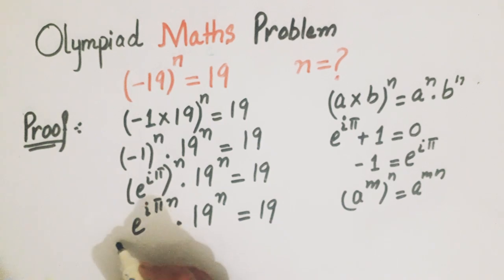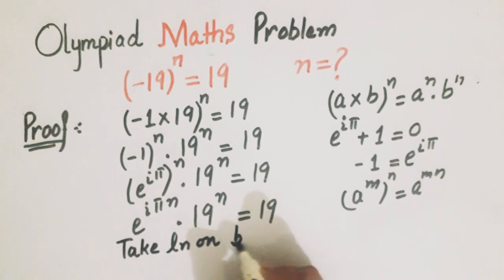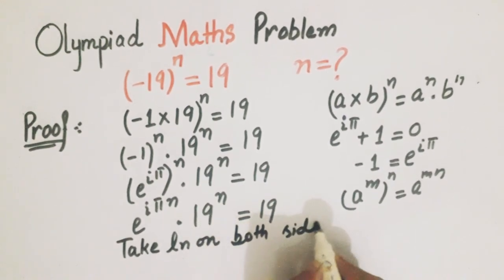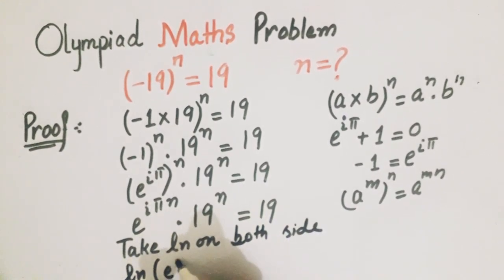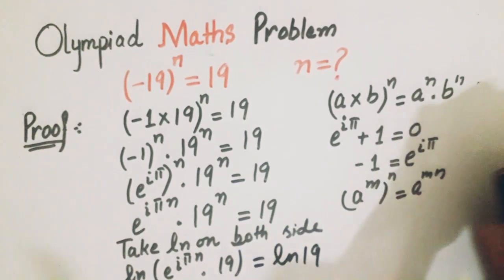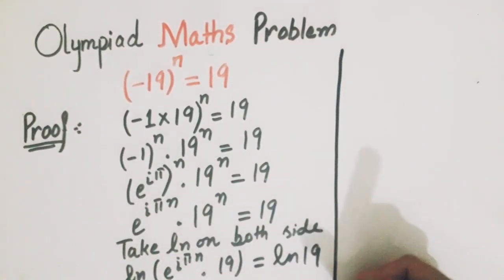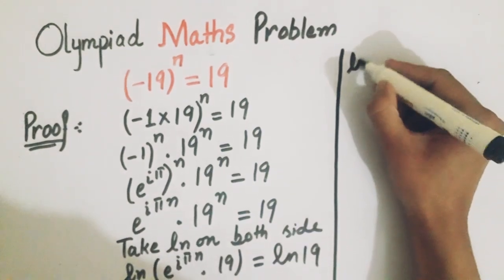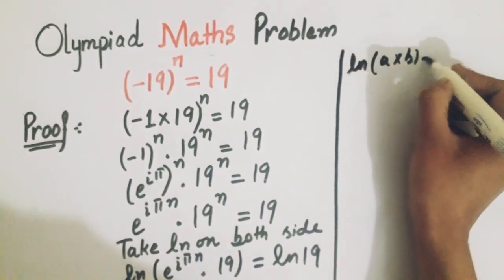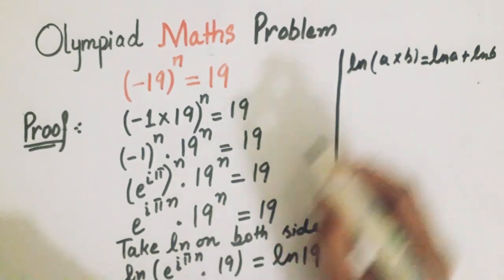For this we will take ln on both sides. So take ln on both sides, we will get ln of e^(iπn) into 19^n, and ln 19. Now in the next step, according to the log rule, ln of a times b equals ln a plus ln b. So we will apply this on this multiplication.